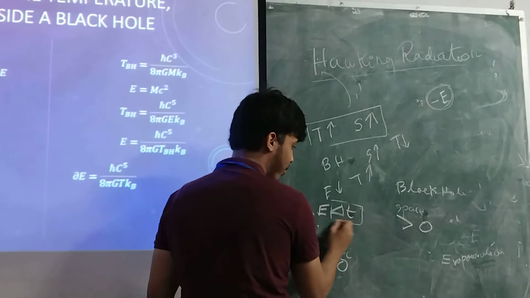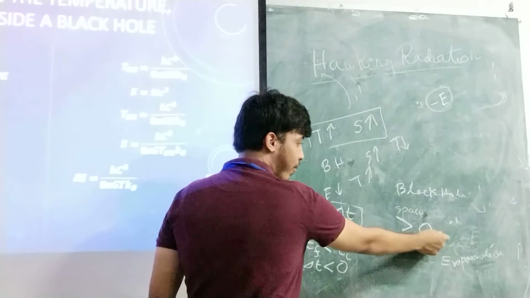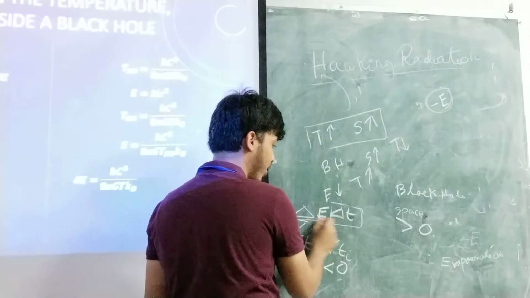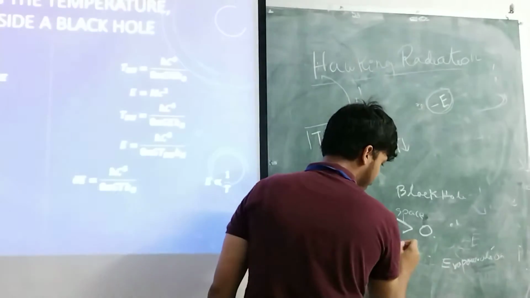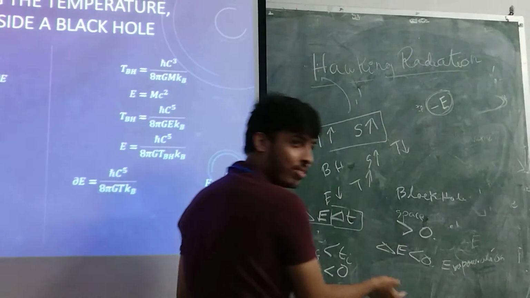Delta t is less than 0 to make the entire quantity positive. Obviously, this thing also has to be 0. You have to show up to this negative.